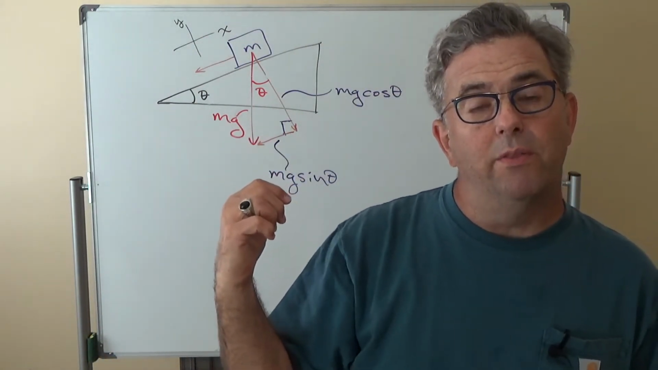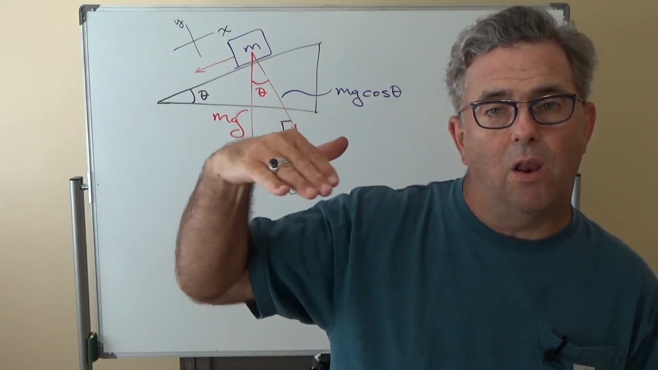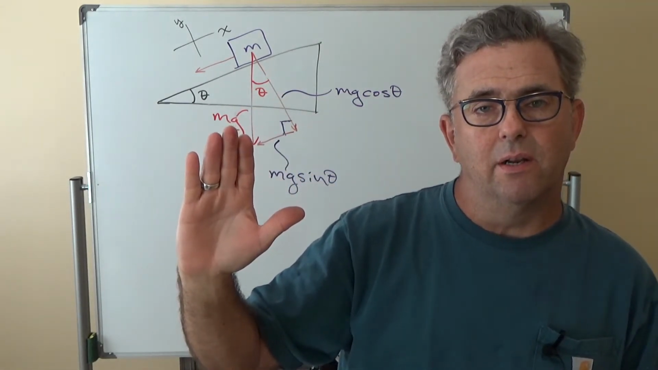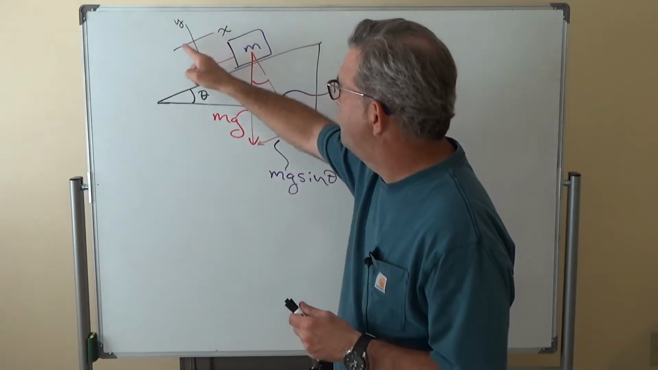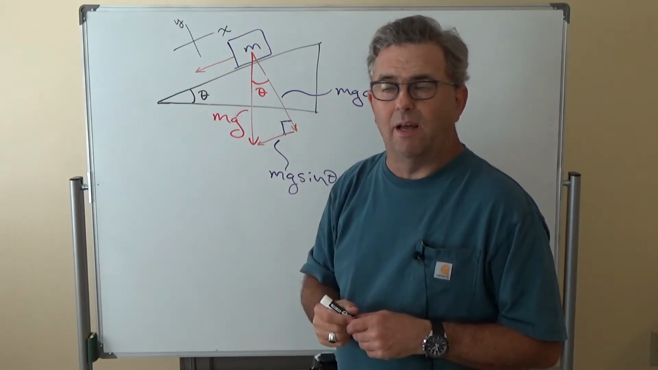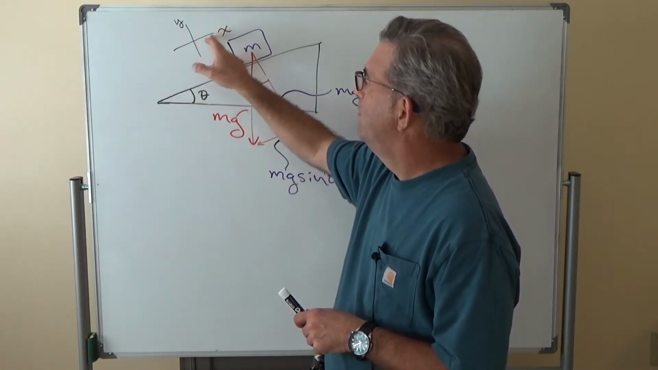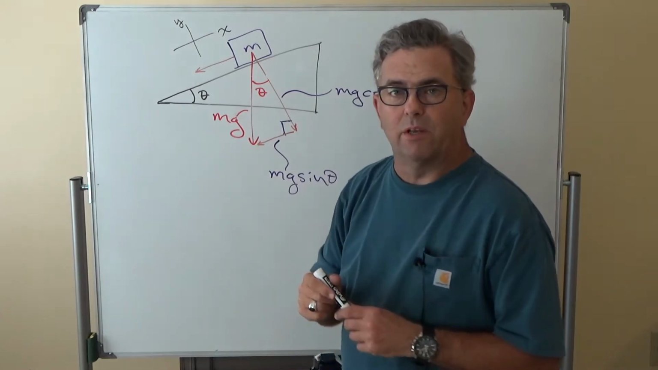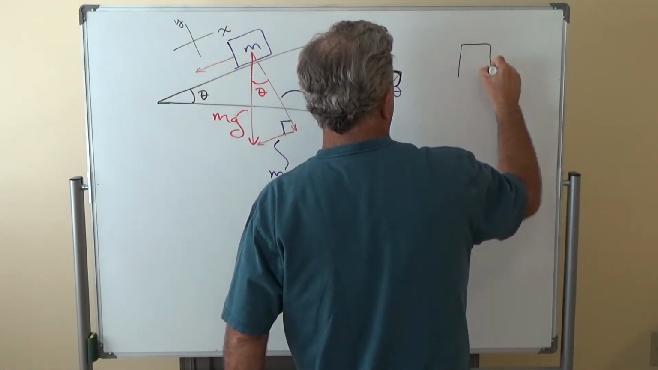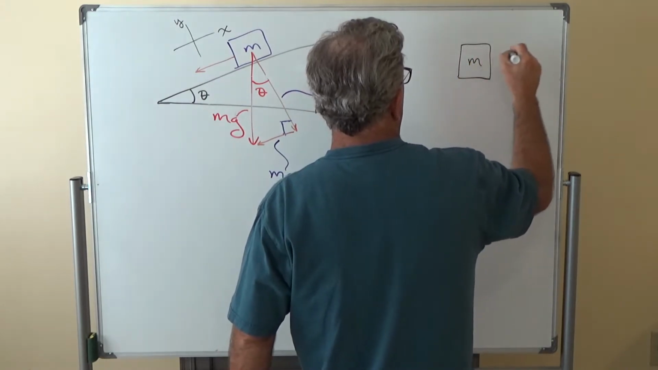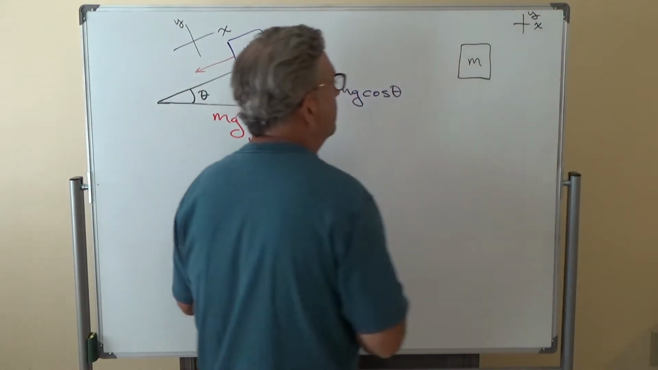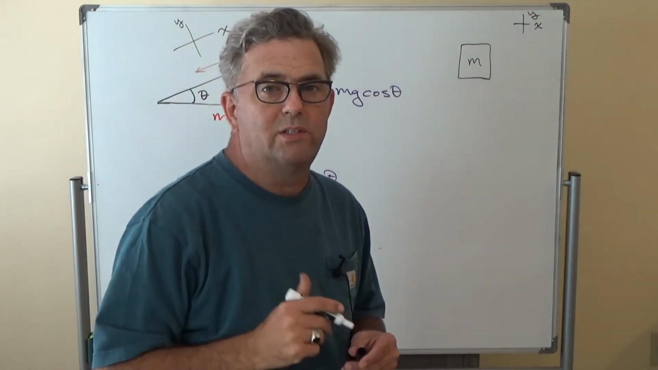I've already broken those forces up along or parallel to the incline and perpendicular to the incline. So I'm going to just make my coordinate system go along the incline, so I can look at parallel forces and perpendicular forces. So here's the free body diagram. Here's little m. Here's my little coordinate system that I'm remembering. Okay, just our normal coordinate system.